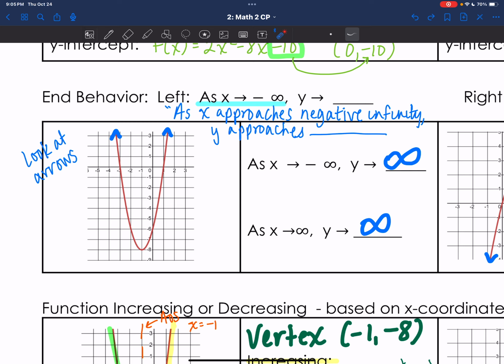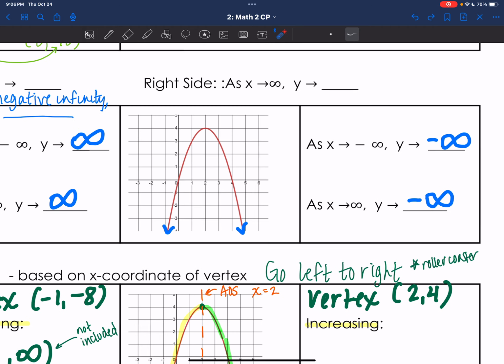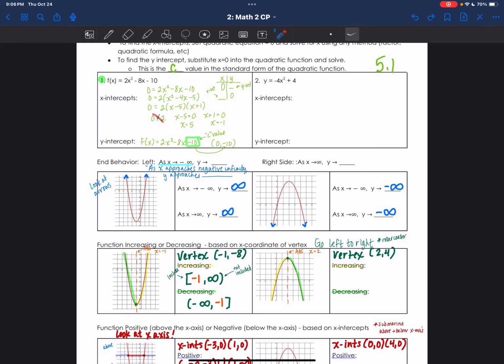And then as x is approaching positive infinity, y also is increasing with positive infinity. So you're just looking to see what directions are going, and then that will tell you that one. So for this one, again, look at your arrows. As the x values are increasing, this is showing that your y's are going to become more negative. And then over here, as positive x's, so these are your positive x's, you're looking to see, well, that's also going to -infinity.